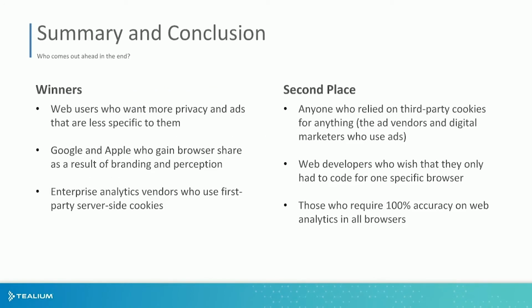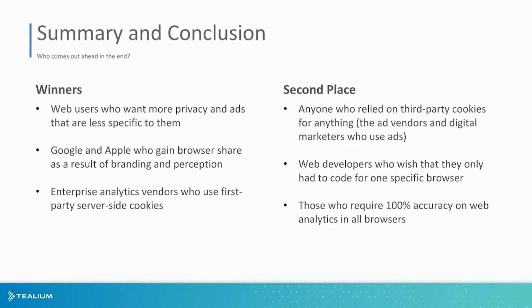So here's a summary and conclusion. Who are the winners and who comes in second place? Web users who want more privacy and ads that are less specific might win here. Google and Apple might win if they gain browser share as a result of their branding and people's perception of how they protect their privacy.